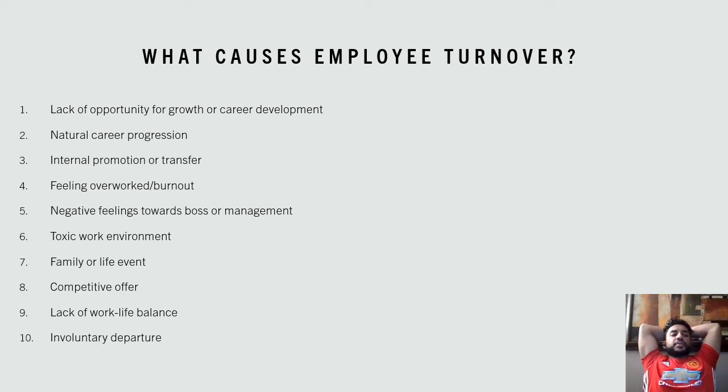Family or life event: sometimes women get pregnant, or a family member passes away, or something happens where they have to leave. A competitive offer, we see this a lot. People just get better offers from different companies and they leave. Lack of work-life balance, too much work, not enough play, makes people not want to stay. Involuntary departure. So that is what we're talking about. Involuntary versus voluntary, right? Involuntary is when people are fired.